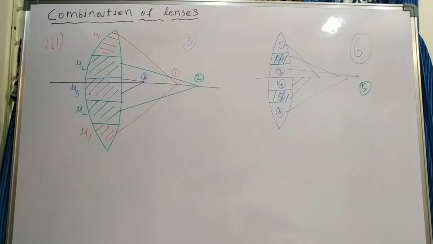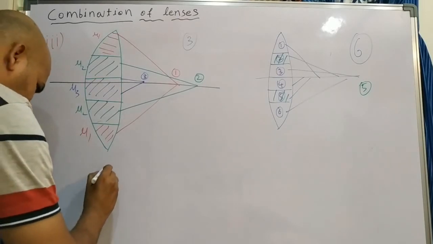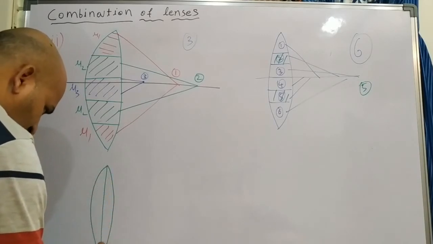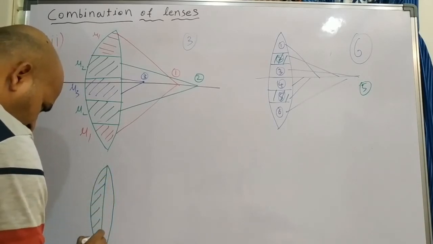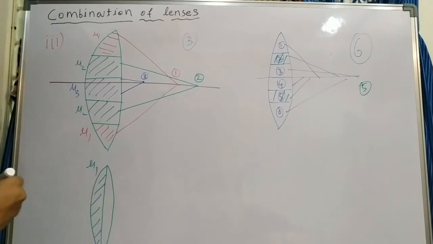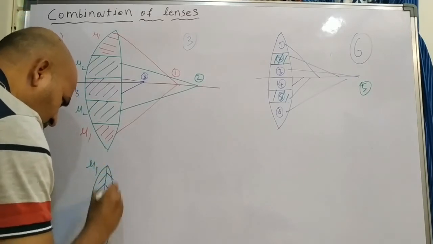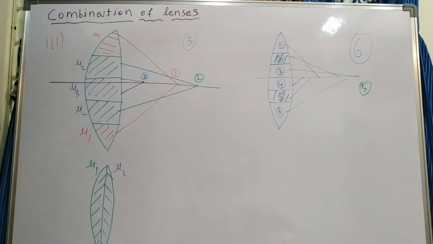In the same case, suppose you made a lens like this with a different material. Suppose this side they made with material which is having refractive index mu1, and the other side they made with a different material which is having refractive index mu2. Here we are not getting two images, we are getting only one image.